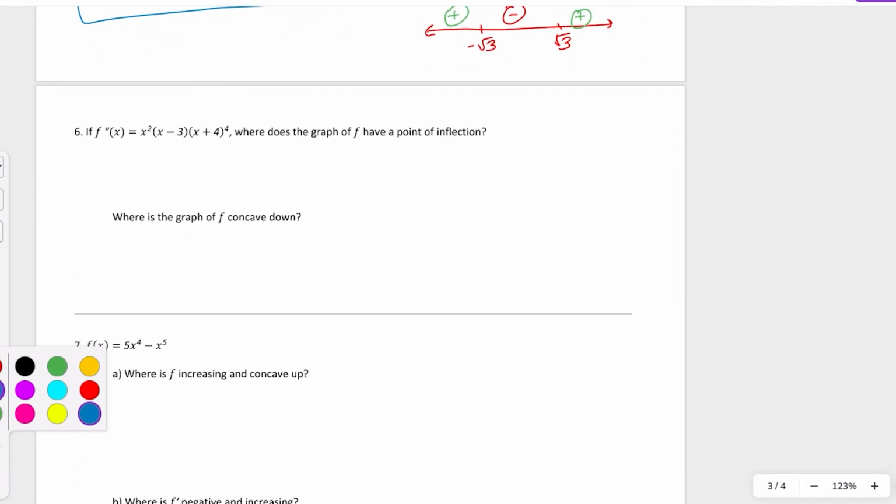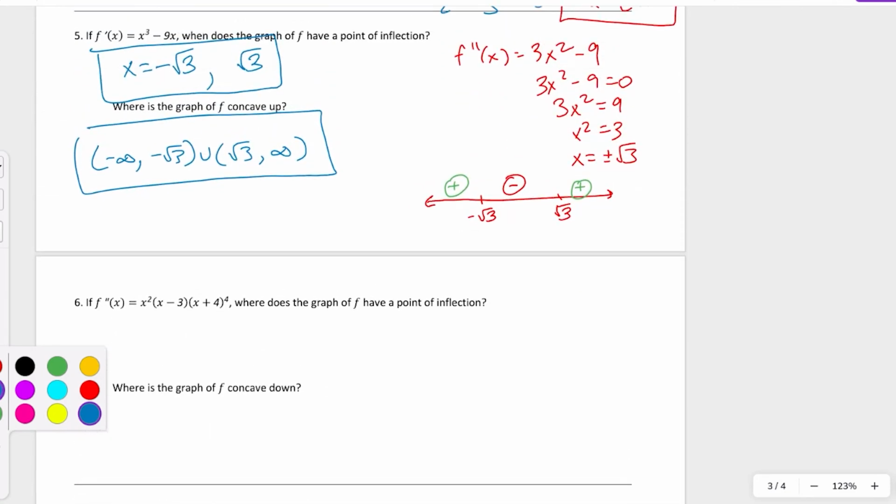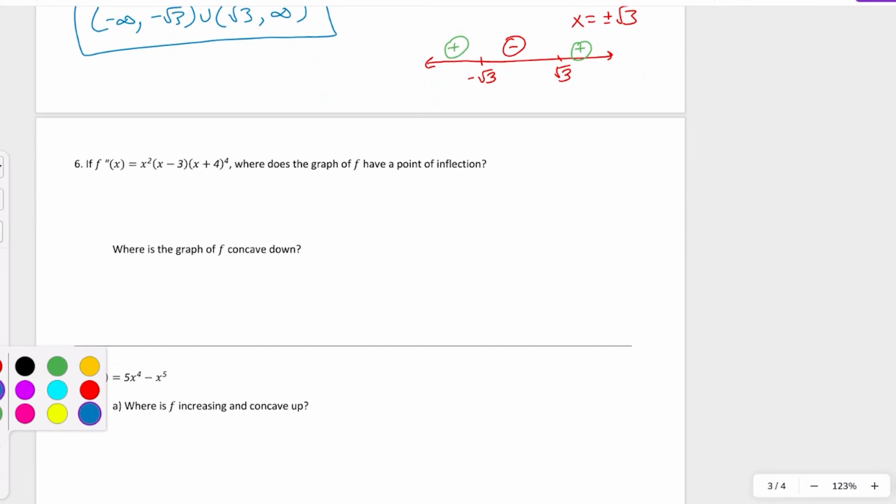Number 6 gives us the second derivative and wants to know where the points of inflection are. It's kind of the same question, except they gave us f double prime. So since they gave us f double prime, we can just jump straight to the number line. We need to find our critical values. We're going to have one at x equals 0, one at x equals 3, and one at x equals -4. So 0, 3, -4. We're going to have 4 intervals to test.